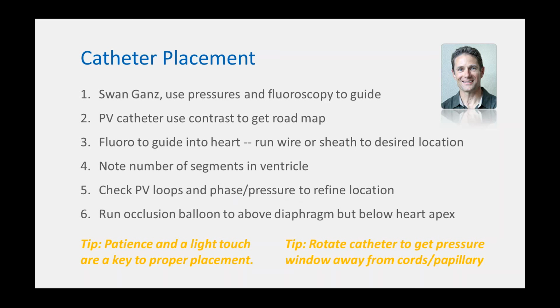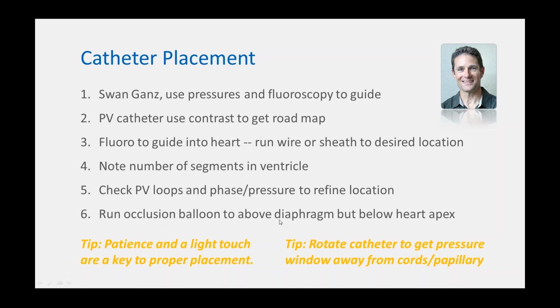We'll go down to 4 segments. Oftentimes that'll help what the PV loops look like. So there's always a little bit of back and forth at this point. Once we're pretty satisfied with where our catheter location is and the loops look pretty good, we'll run the occlusion balloon to just above the diaphragm, but below the apex of the heart.